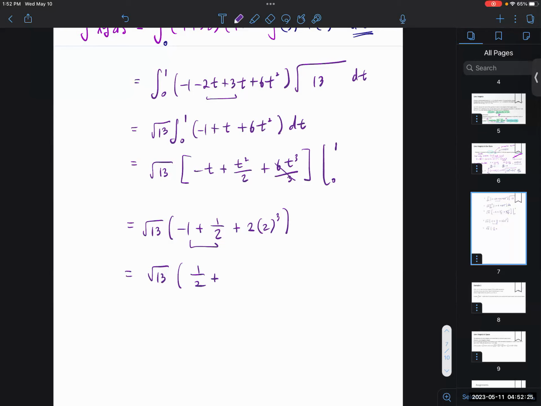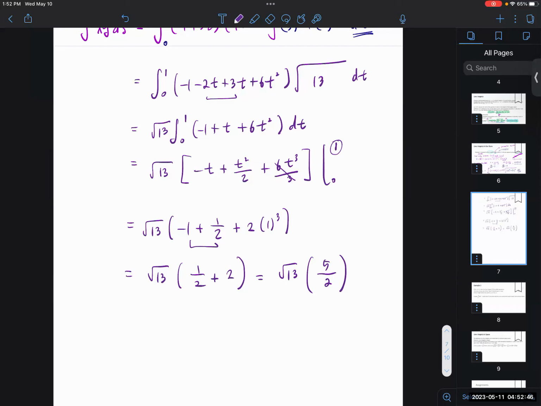So let me, oh, I made a mistake here. Why should I have 2 here? This is a 1 to the third. We have a 1, my bad. So it's going to be 2. So radical 13, what is it? 5 over 2 to the 4, 5 over 2.